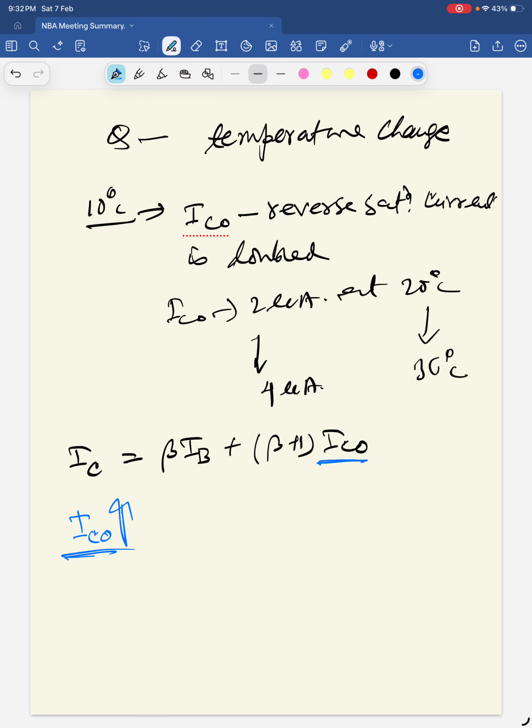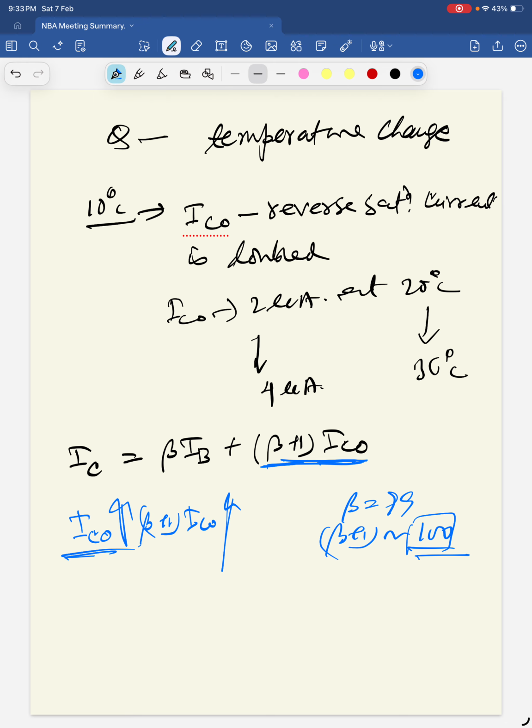So ICO increase means, as beta plus 1 is a large quantity, if beta is 99, then beta plus 1 is near about 100. So 100 into ICO: even if ICO has a small change, it is multiplied by a large quantity, 100. So beta plus 1 into ICO will be a large quantity, and that is added with beta IB. So ultimately ICO increases enormously, so IC will increase.